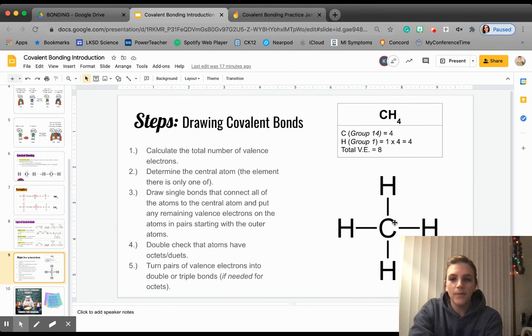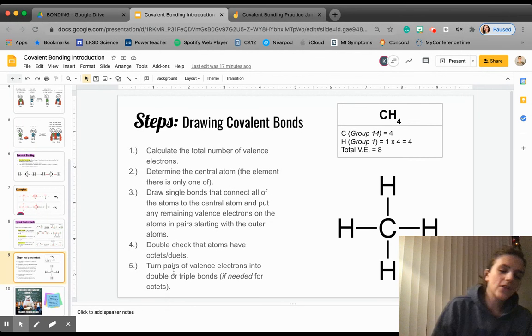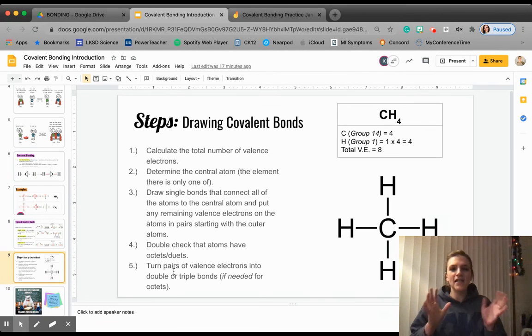Then we look at carbon. Carbon wants an octet, so it needs 8 valence electrons. Look at the bonds that carbon has formed. It is sharing 2, 4, 6, 8 valence electrons, so this carbon is also stable. Has its octet, it's good. The last step would be to turn pairs of valence electrons into double or triple bonds if needed. Like if you have an atom that doesn't have an octet yet, and it needs to keep sharing with other atoms, then you'd start forming those double or triple bonds.